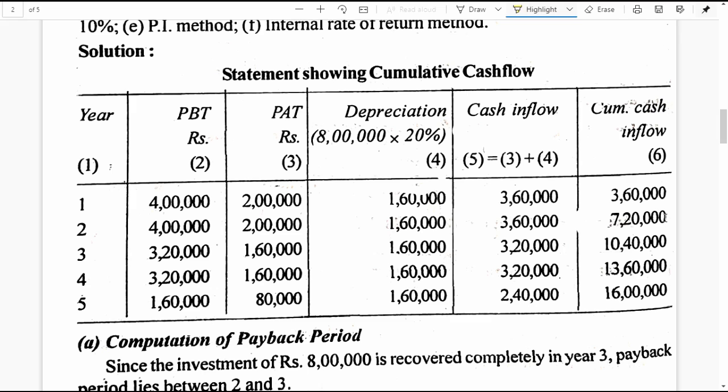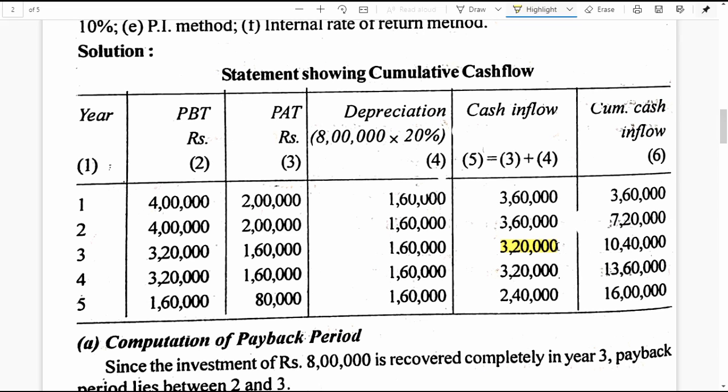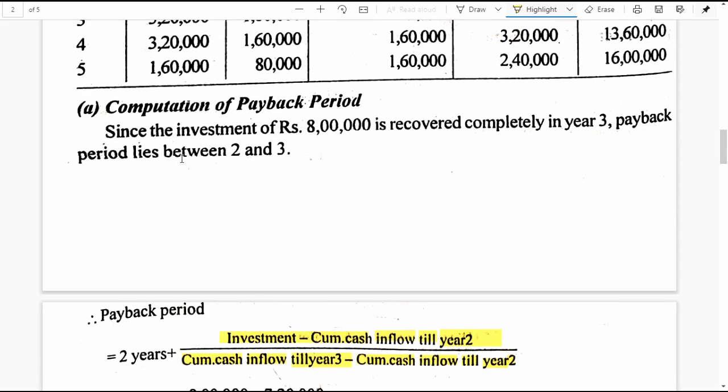Till second year, we could recover 7,20,000 rupees of our investment. For the balance of 80,000 rupees, to get back our full investment of 8 lakhs, we depend upon the cash inflow of the third year, which is nothing but 3,20,000. That is why I very clearly said the payback period of this project should lie in between second and third years. Now let's look at the calculation of payback period.